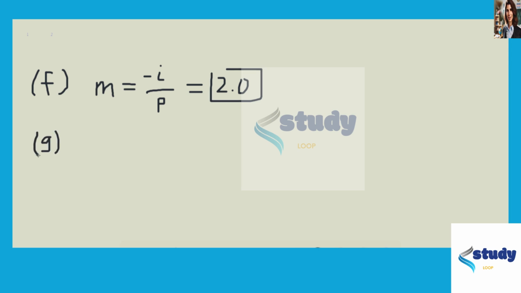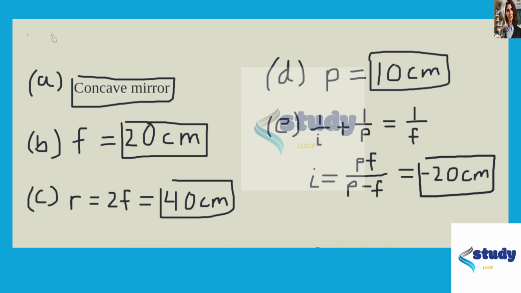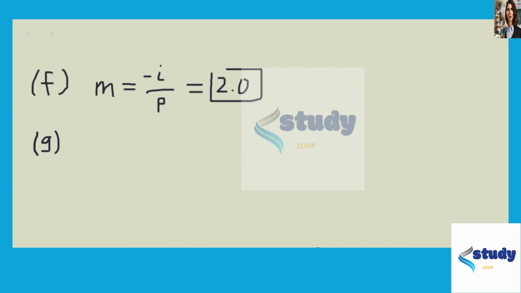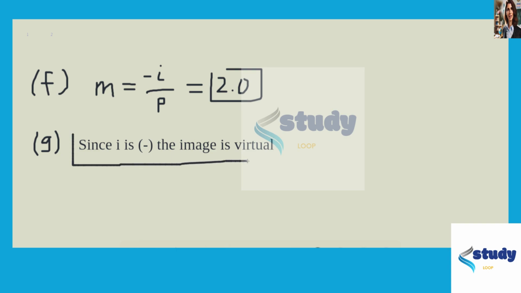Part G wants to know if the image that is produced is real or virtual. So to figure that out, we can go back to part E, and we see that I is negative. So since I is negative, it is on the opposite side of the mirror, so it's virtual. So we can say since I is negative, the image is virtual. And we can box that in as our solution to part G.